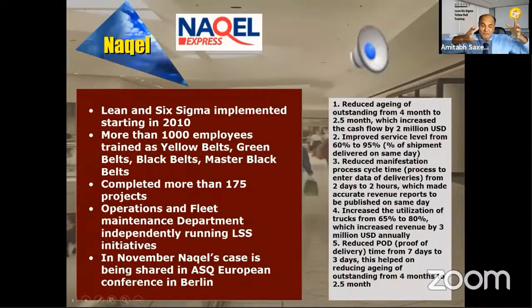This was one wave. We choose some projects, let's say 10-15 projects. These people get trained, they executed the projects. That is one wave. The second wave after that will deliver 15 more projects. This continues year on year.